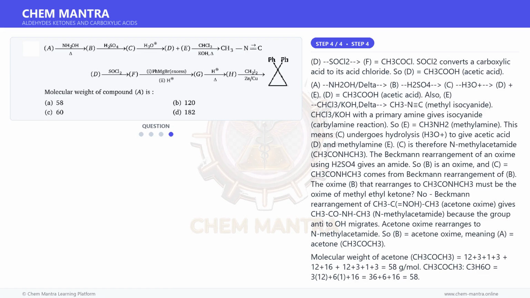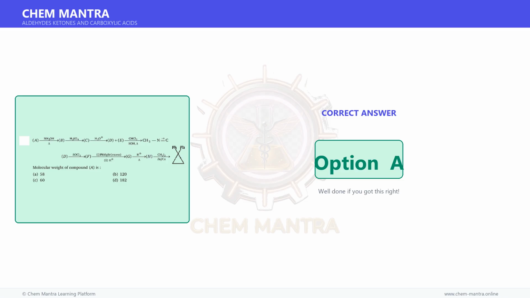120, 60, 182 do not correspond to acetone. Molecular weight equal to 58 matches option A. Therefore, the correct answer is A. Therefore, the correct answer is option A.